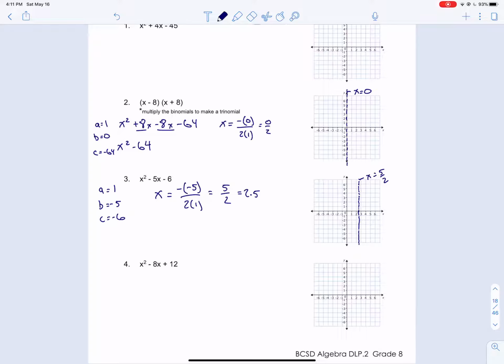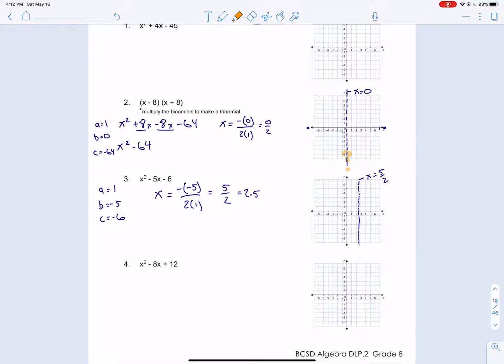So let's go back to number 2. Since that's already factored for us, we know that one of the zeros is going to be at positive 8, so about there. And also one at negative 8, which is here. So there's where it's going to cross the x-axis, okay? And then the vertex, well, we know it's going to face up, but we don't know where it's going to cross along the y-axis. So there is actually one more step that we could do to find that.